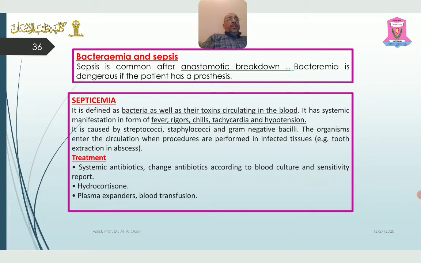بكتيريا تجري بمجرى الدم. المشكلة بها when the patient has a prosthetic heart valve، من الممكن يصير stagnation of bacteria and its debris or output.